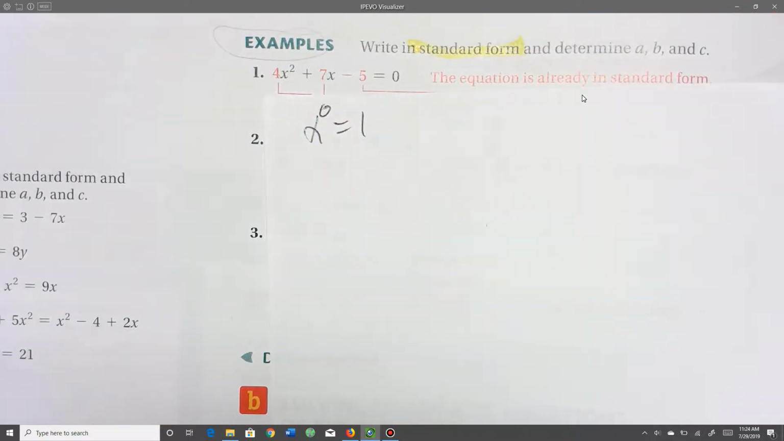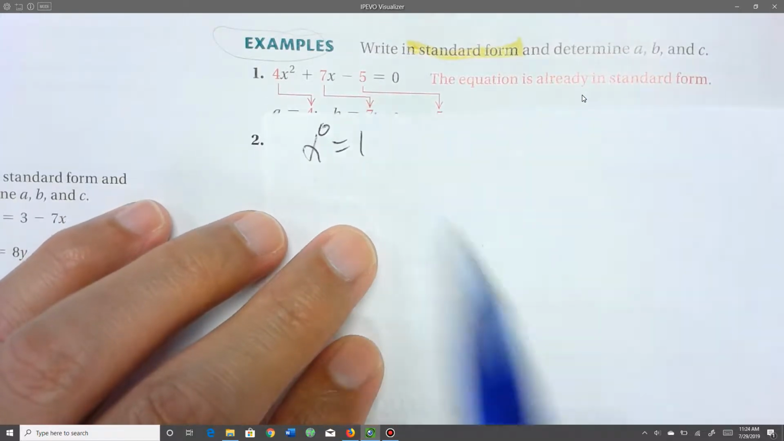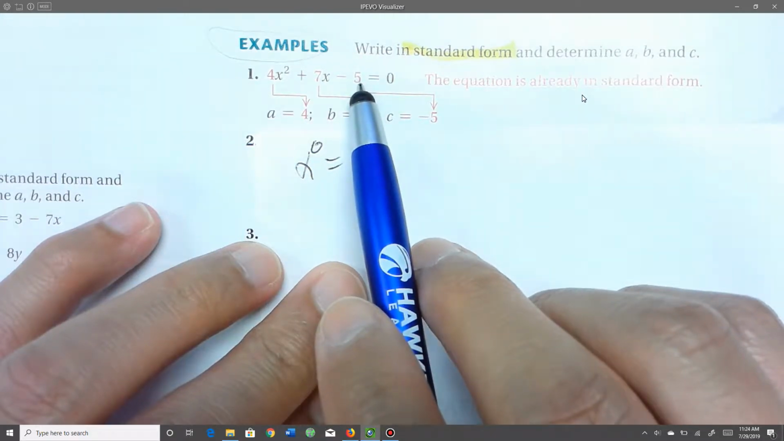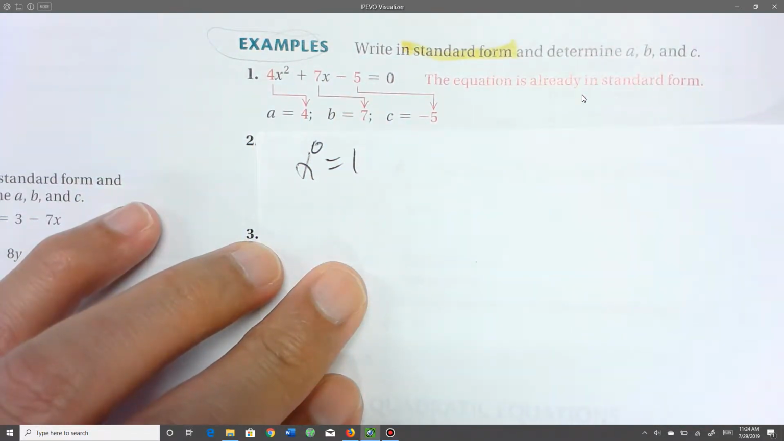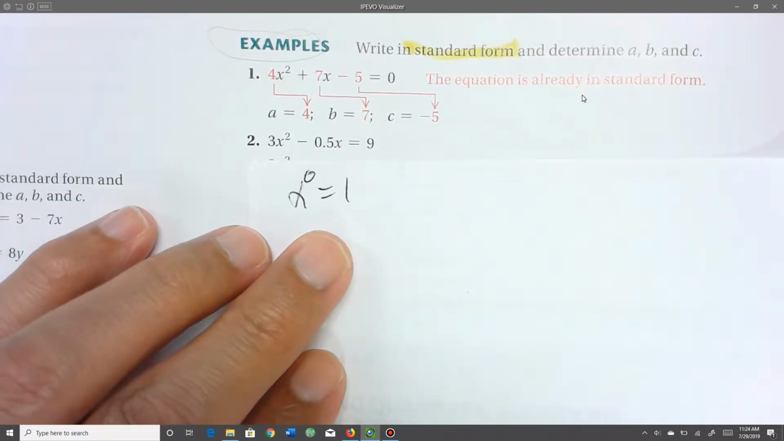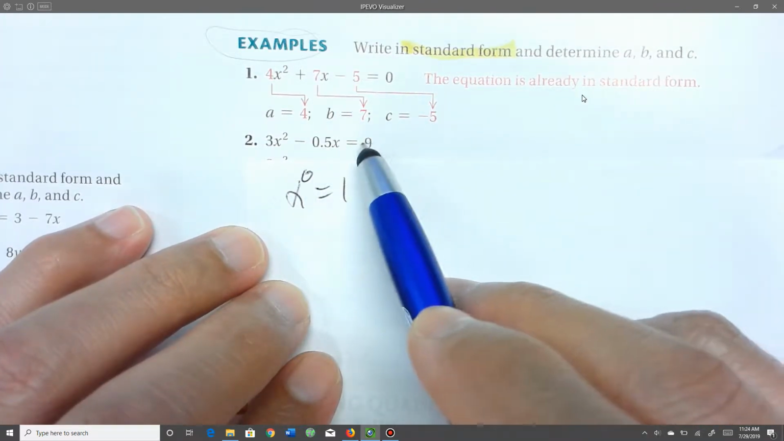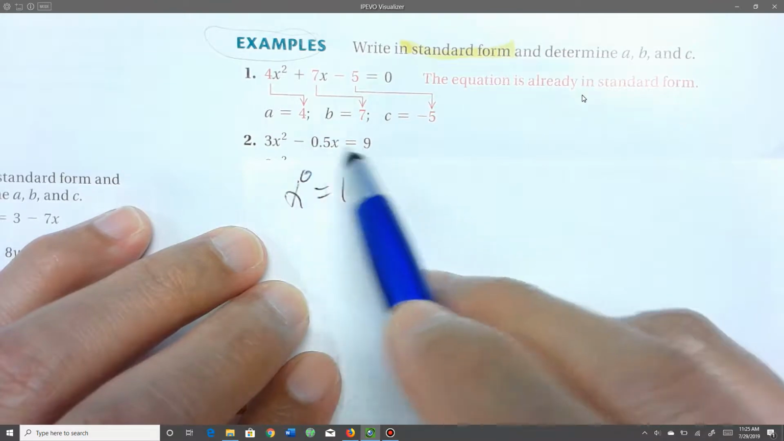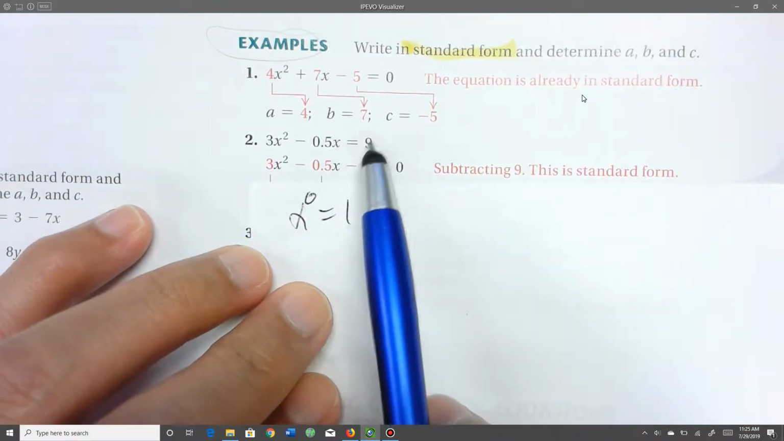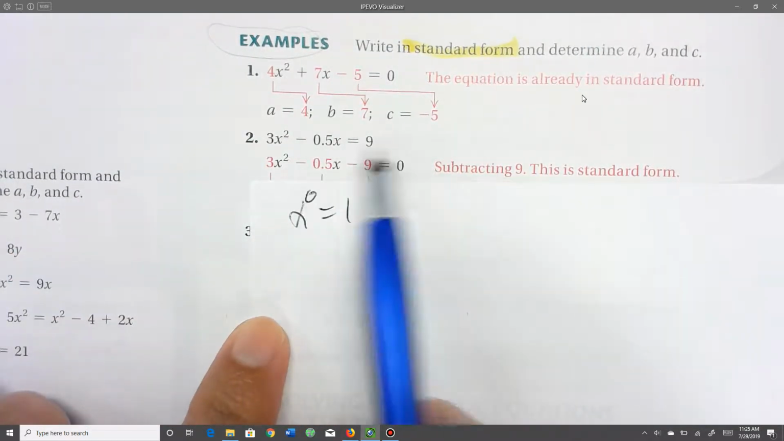All right, so that's what I have to do here, and here my A is 4, my B is 7, my C is -5. Don't forget the signs, okay? So what about this one? Again, write it in descending order and make it equal to 0, because this 9 needs to be on this side. So you need to move that 9 by subtracting 9 from both sides.